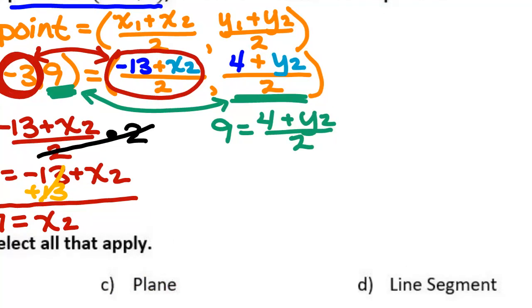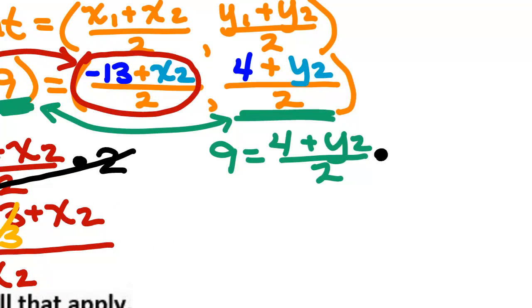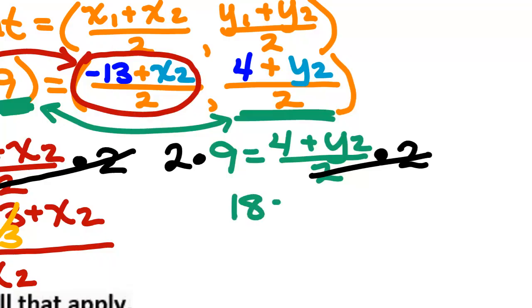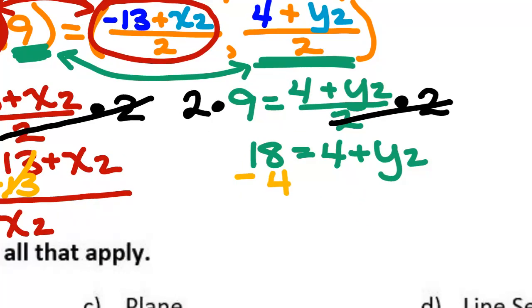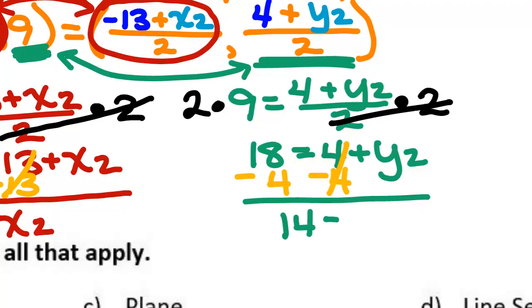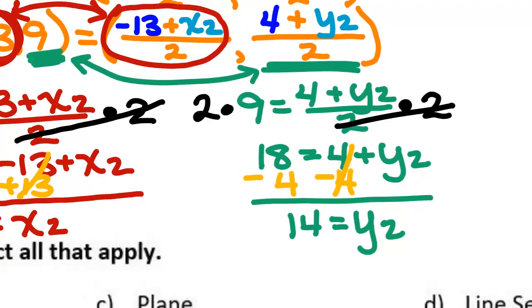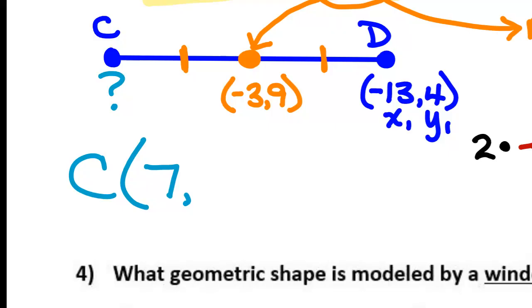And then for the y equation, we're going to go through the same process. We're going to multiply both sides by 2 to cancel out that denominator. That gives me 18 equals 4 plus y2. And then I'm going to subtract 4 from both sides. What is 18 minus 4? 14. So I have 14 is equal to y2. So the y part of the ordered pair for point C is 14.